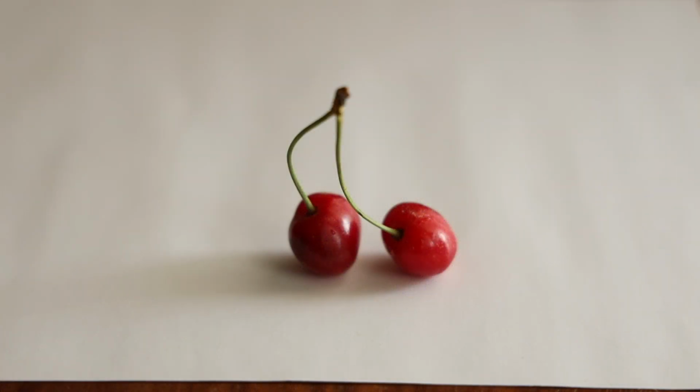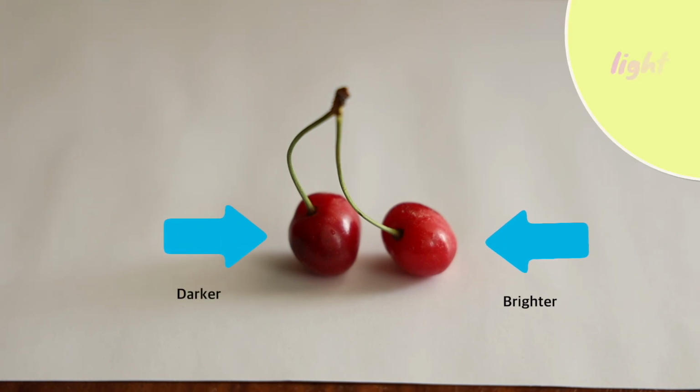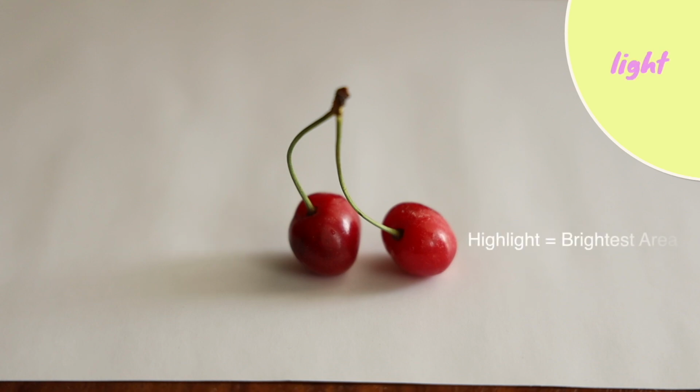Now as we can see, one part of the cherry is brighter and the other one is darker. The reason being, the light source is on the right side. So it is pretty obvious that the highlight, which is the brightest area, and the shadow, which is the darker area, are present on the left side. So that's the reason we can clearly see the lighter side and the darker side.